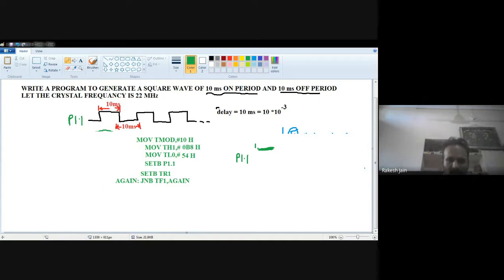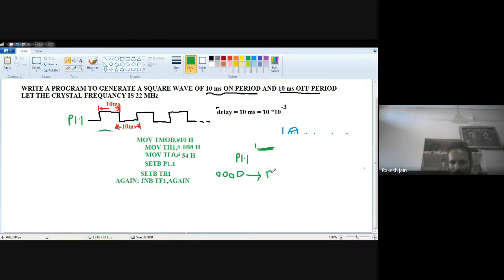Till that time, it will not reach, not do anything, just wasting time, just the delay time. Okay. So JNB (jump if not bit): automatically after reaching the maximum value, it will set the timer control register TCON bit TF1 equal to 1. So JNB, if the bit TF1 is set to 1 again, it means timer register TR1 will count from 0000 up to the maximum value which we upload.